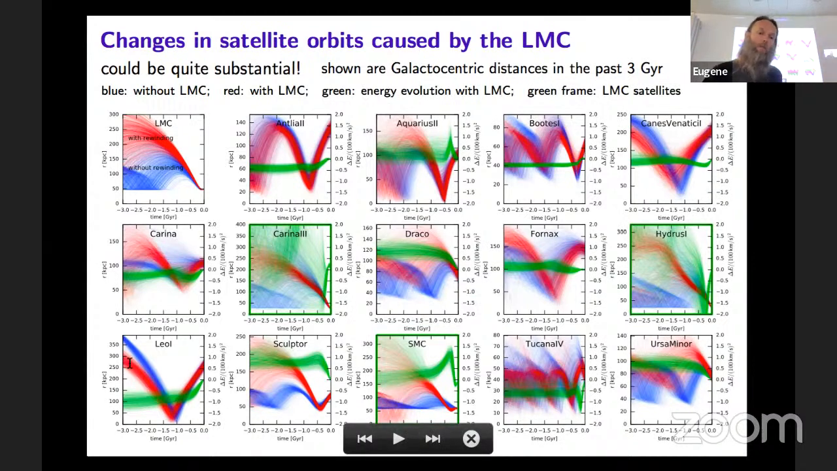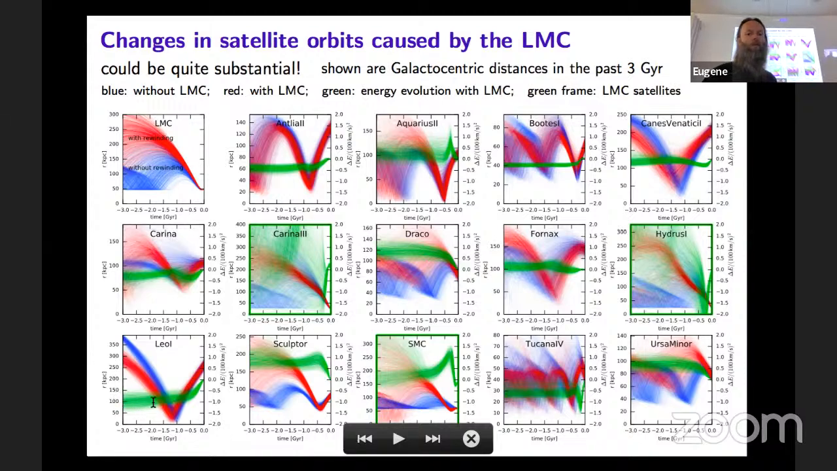However, what you could see is by comparing the blue lines, which are the past trajectories without the LMC, with the red lines, which are the past trajectories including the perturbation of the LMC, the red orbits are more bound. So the apocenter of the blue orbit would be somewhere here, the red one would be here. So the red orbit, including the LMC perturbation, ends up being more bound.